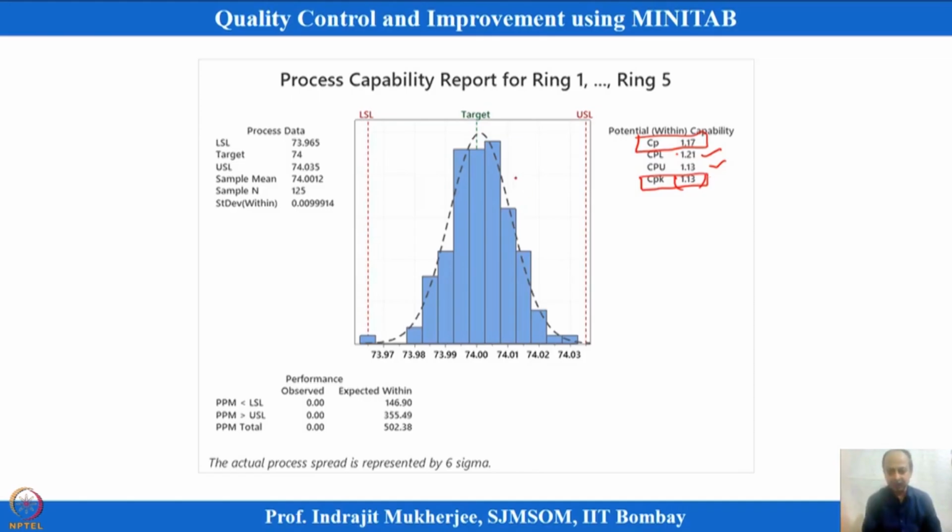So, a histogram is drawn over here with an overlapping normal distribution. This is the target, which was placed at 74, and this is the upper specification limit, 74.035, and this is the lower limit, 73.965. These are the values plotted over here, and you will see the observed performance: not a single observation falls outside, as per the real data. But if you superimpose this and convert into Z USL and Z LSL, we get some probability, and that can be converted into ppm, and this is the number that you get.